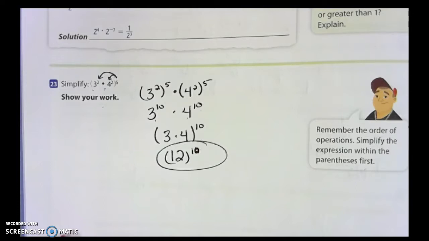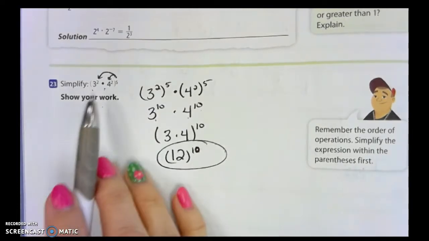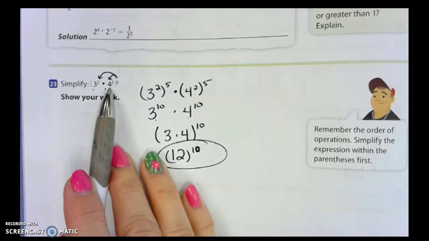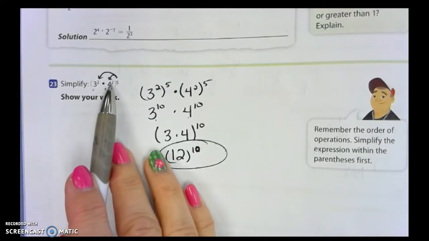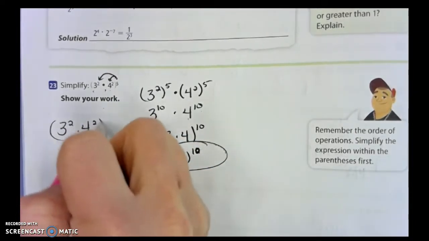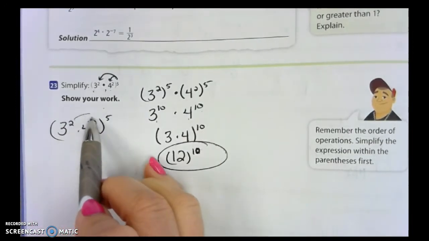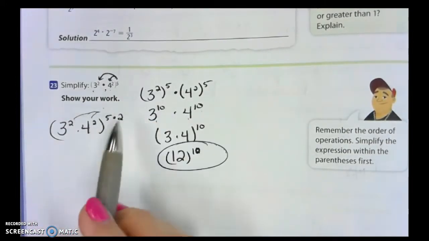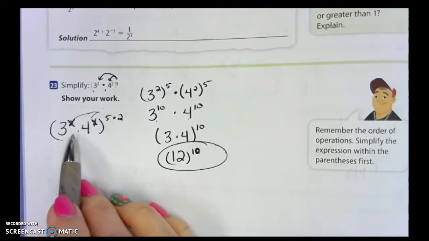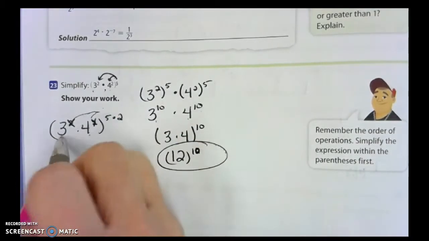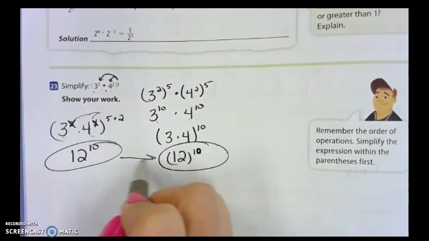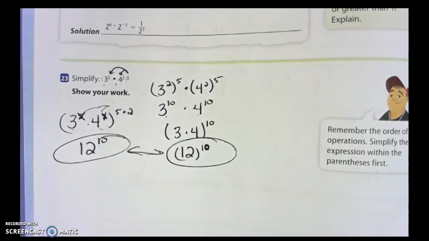Now there was another correct way to do this. When I looked at the parentheses and saw 3 squared times 4 squared, I noticed right away that the bases were not the same. If you looked a little bit harder, you would have noticed the exponents were the same, and you could have pulled those off. So 3 squared times 4 squared to the 5th, pull the 2 exponents off, sit them on the outside, multiply them by the already existing exponent, get rid of these, and you have 3 times 4 to the 5 times 2. 3 times 4 is 12. 5 times 2 is 10. Same answer. 2 different correct methods.